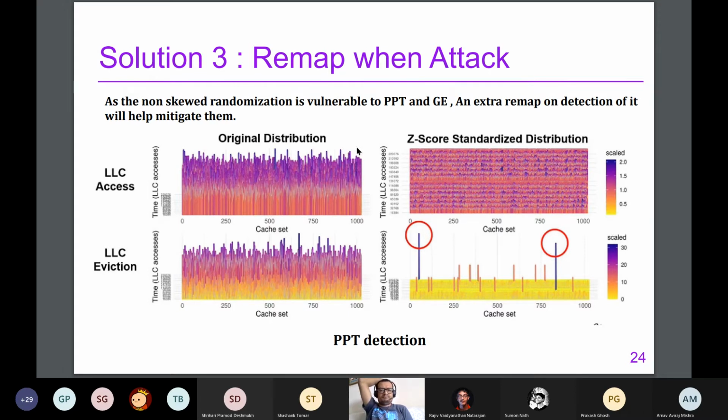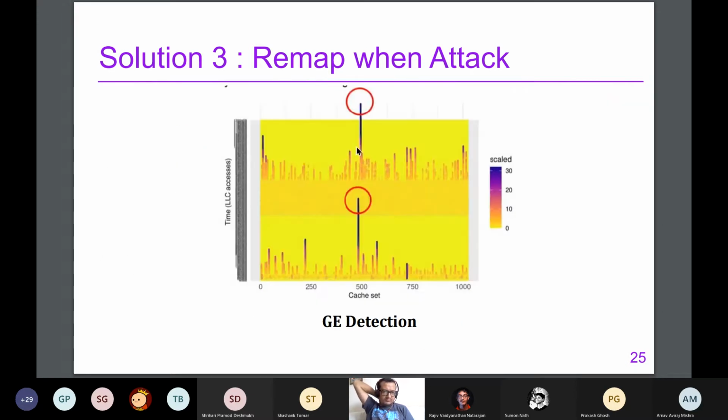The high points you see on the right-hand side show very high LLC evictions when the PPT algorithm was actually running, and it's quite high compared to normal benign applications. Similarly, next slide, please. The GE algorithm running also shows similar peaks when run on a similar system.